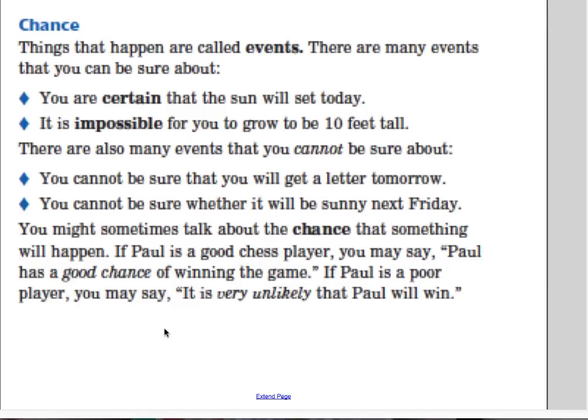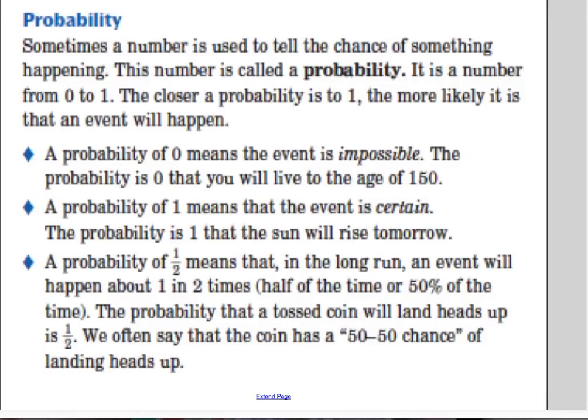You might sometimes talk about the chance that something will happen. If Paul is a good chess player, you may say, Paul has a good chance of winning the game. If Paul is a poor player, you may say, it is very unlikely that Paul will win. When we talk about chance, we're also talking about probability.